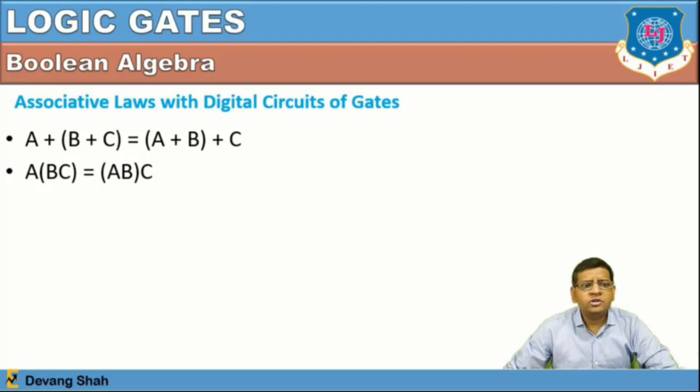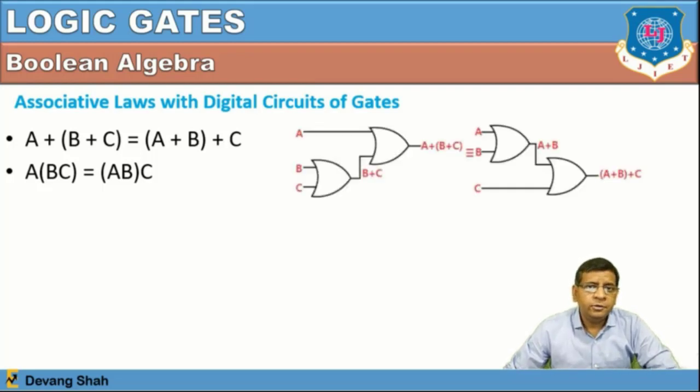One of the laws is called the associative law, with a digital circuit of gates, right? So this is A plus (B plus C), which is equal to (A plus B) plus C, and the same with the dot function. If you have A dot (B dot C), that is equal to (A dot B) dot C. You can easily implement this using logic gates. In the first law, A plus (B plus C), B plus C shows the OR function, so you can use the OR gate, and later implement A plus (B plus C), and the same rule applies for (A plus B) plus C.